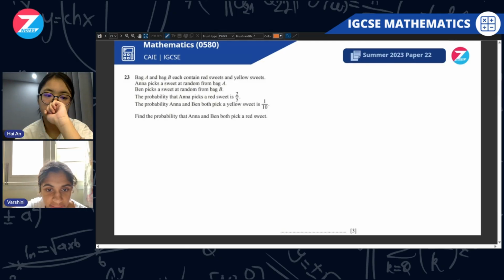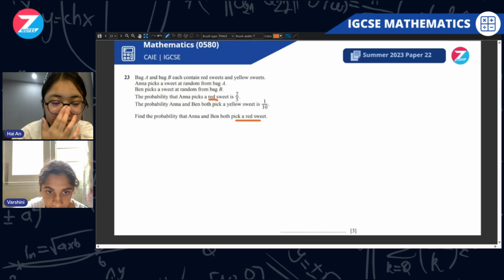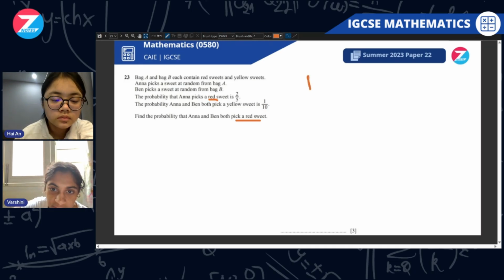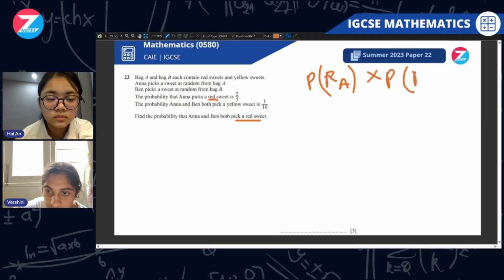Okay, so for this, that they both pick a red sweet, we need to know Ben's probability of picking a red sweet because we already know Anna's. So we know the probability that they both pick a red sweet is P of red sweet that Anna picks into P of red sweet that Ben picks. Over here, we don't have this. We don't know what Ben's probability of picking a red sweet is.